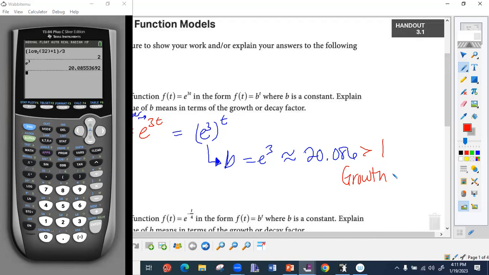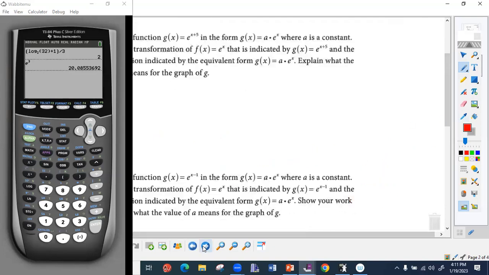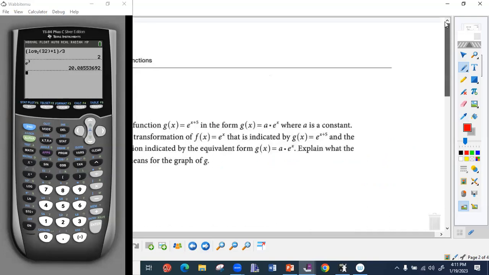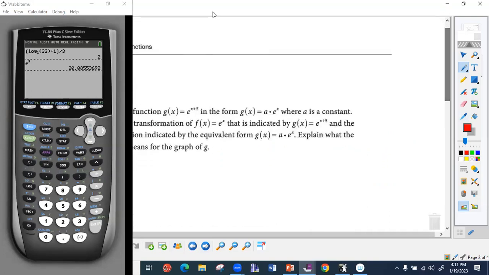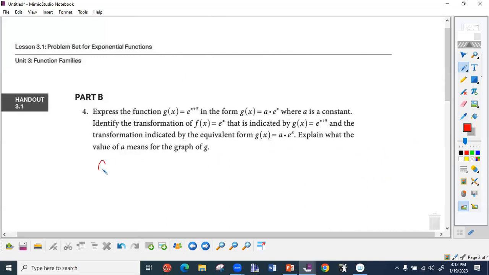We need to do one more together. Yep, so we're doing 4 together. All right, on 4, we're reviewing our transformation rules. Okay, so we have, it says g of x equals e to the x plus 5. And it wants us to describe the transformation and then create a step to separate our variable from our constant, right? All right, what transformation took place here?